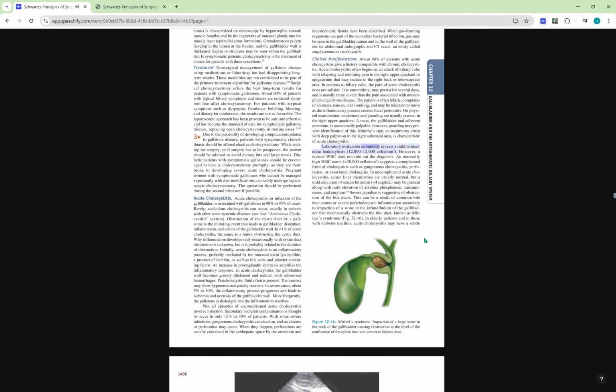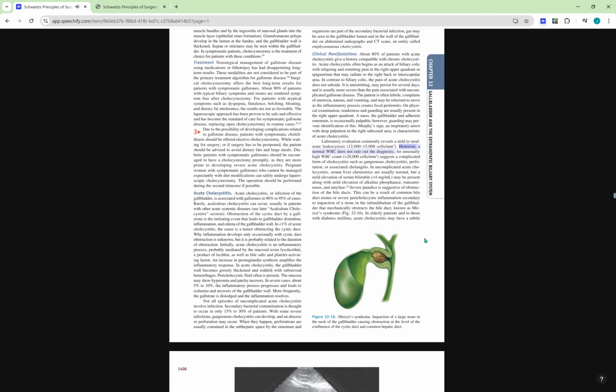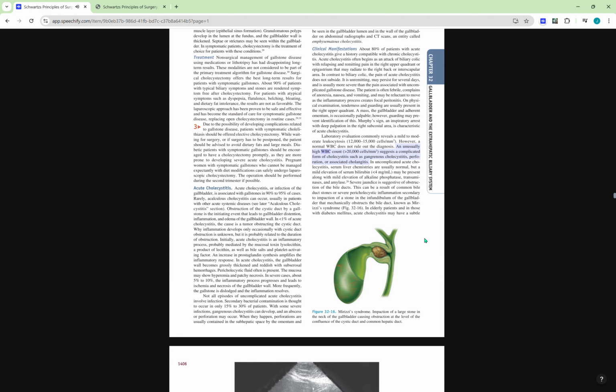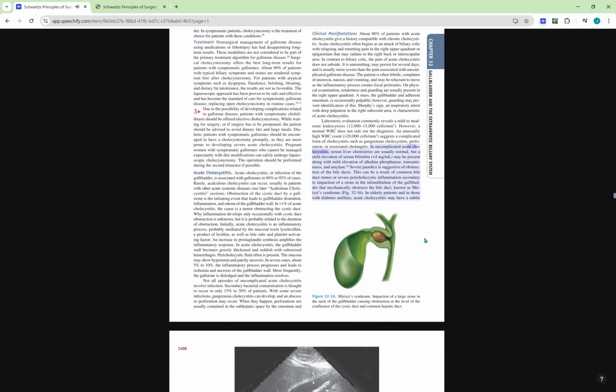Laboratory evaluation commonly reveals a mild to moderate leukocytosis. However, a normal WBC does not rule out the diagnosis. An unusually high WBC count suggests a complicated form of cholecystitis, such as gangrenous cholecystitis, perforation, or associated cholangitis. In uncomplicated acute cholecystitis, serum liver chemistries are usually normal, but a mild elevation of serum bilirubin may be present along with mild elevation of alkaline phosphatase, transaminases, and amylase.